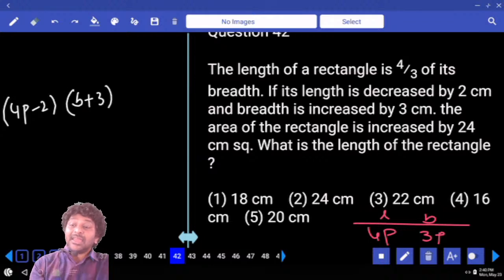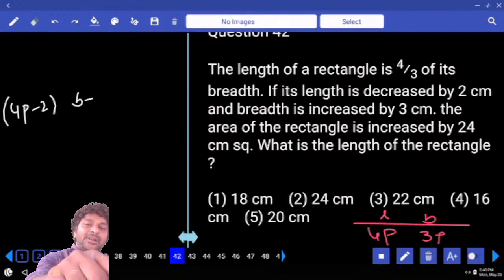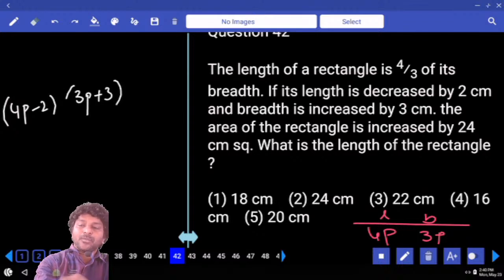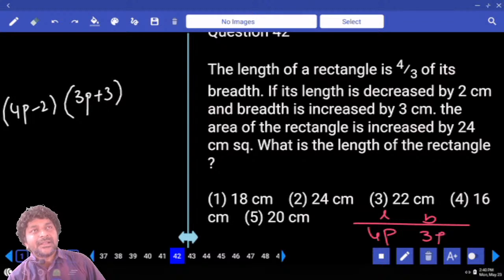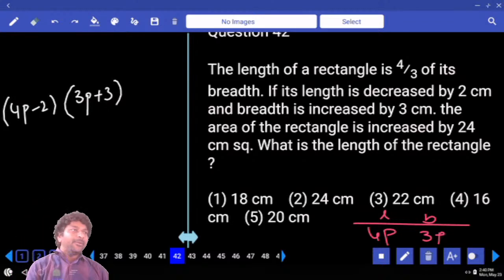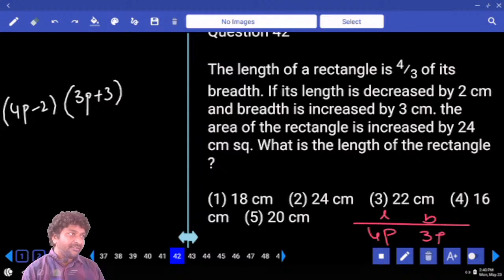The area of the rectangle is increased by 24. What is the length of the rectangle? Finally, with your information, length is how many parts? It should be a multiple of 4. How many options are there? 3 are there: second, 4th, 5th. Multiple options are there. We have to calculate.